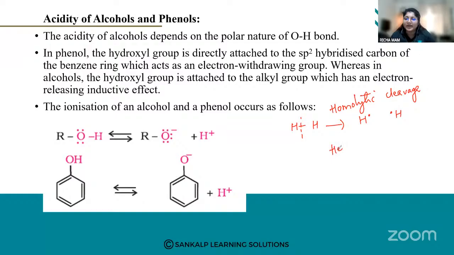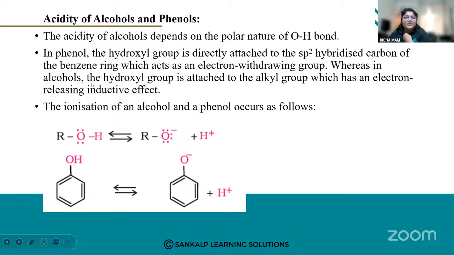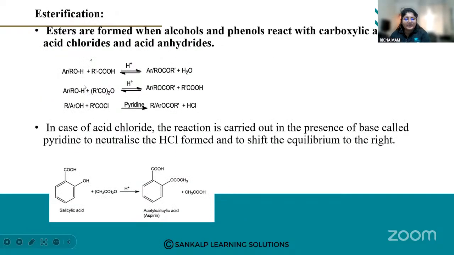Now what do you mean by heterolytic? Suppose I take the example of HCl. Cl is a highly electronegative group, so it will tend to pull the electron towards itself. As a result, the chlorine will take the electron pair and hydrogen will be left with no electrons. It will become electron deficient. So this is heterolytic cleavage, where unequal distribution of electrons takes place. Whenever we discuss the acidity of phenols and alcohols, it depends on the polar nature of the OH bond.